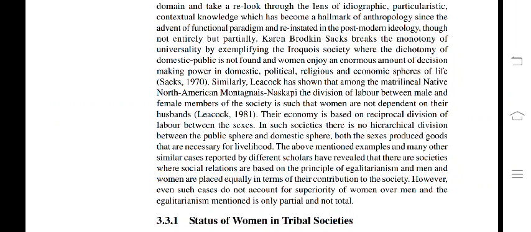The above mentioned example and many other similar cases reported by different scholars have revealed that there are societies where social relations are based on the principle of egalitarianism, and men and women are placed equally in terms of their contribution to the society. However, even such cases do not account for superiority of women over men, and the egalitarianism mentioned is only partial and not total.